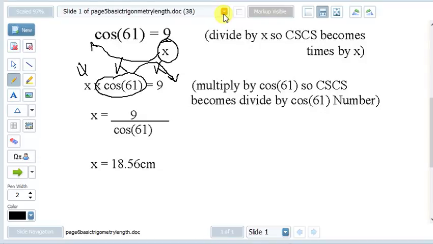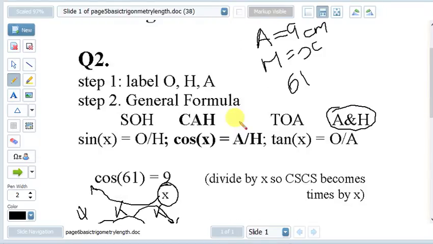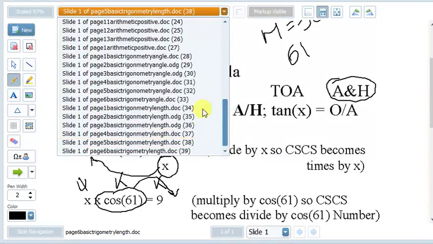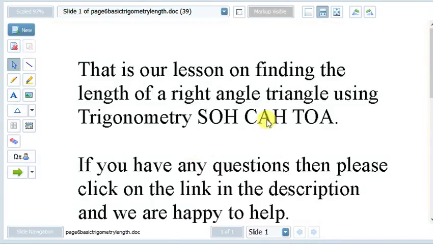Okay, so well done if you managed to get that one correct. And so that is our lesson on finding the length of a right angle triangle using trigonometry.